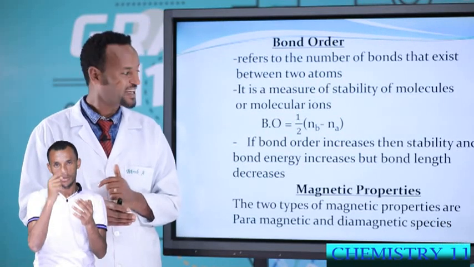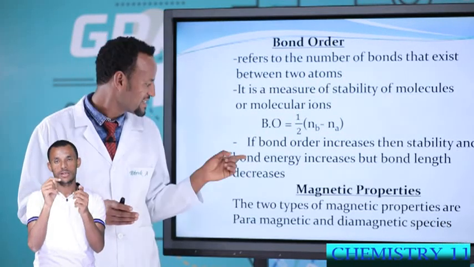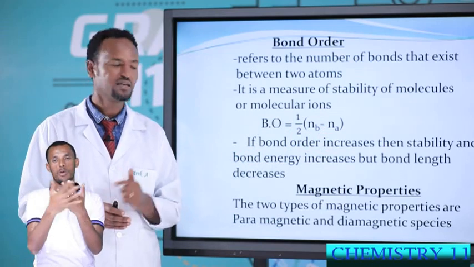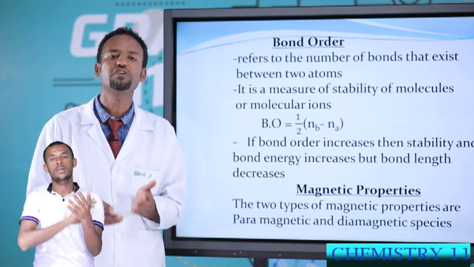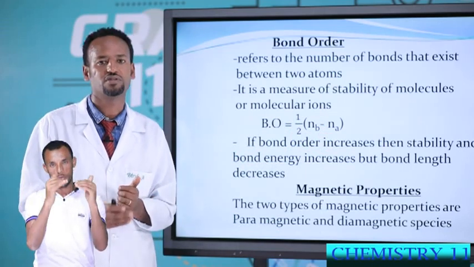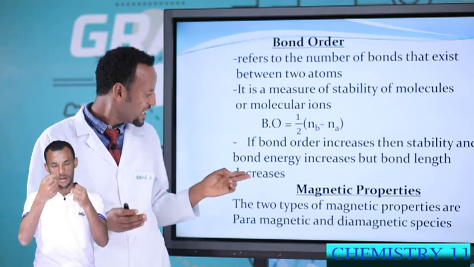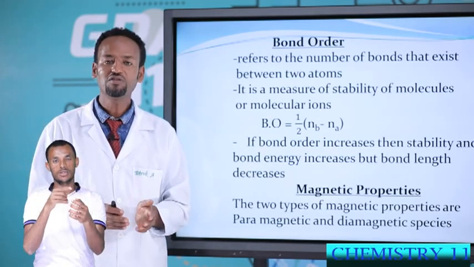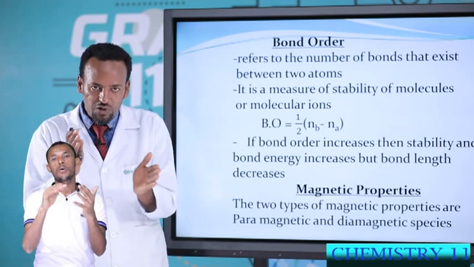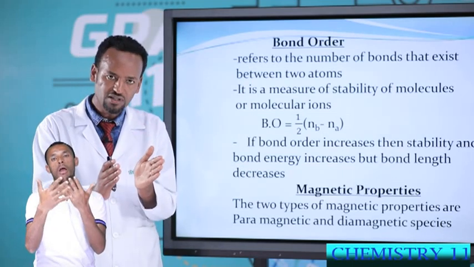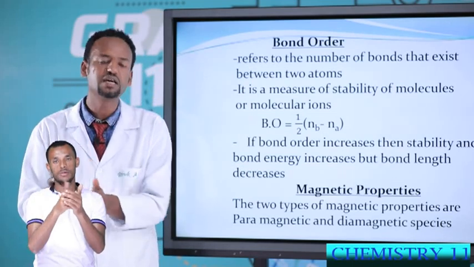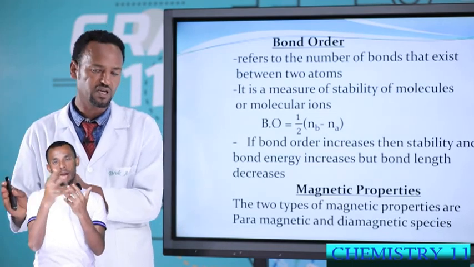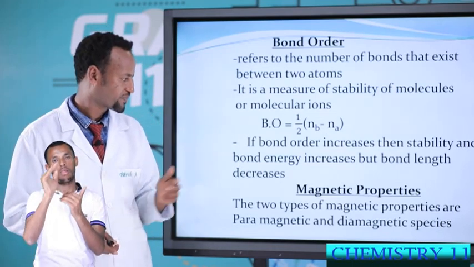If the bond order increases, then the stability and the bond energy increase. Bond energy means the amount of energy required to break that bond. But the bond length will decrease. Bond length means the distance between atom and atom. Single bond is greater than double bond, which is greater than triple bond in bond length.